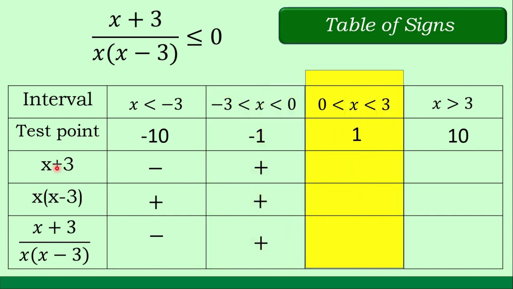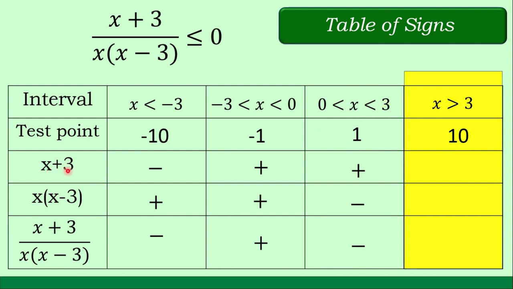So we have our test point 1. So 1 plus 3 will give you a positive answer. So here, that's 1 times the quantity of 1 minus 3. 1 minus 3 is a negative answer times positive will give you a negative result like this. So positive divided by negative, the answer there would be negative. I hope you're following.